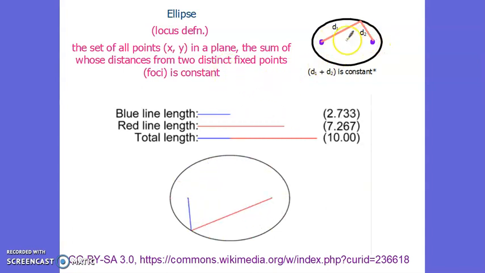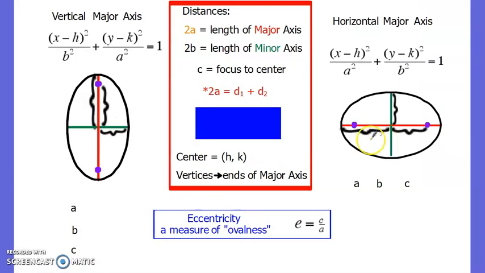If both foci came completely together, that one string would just reach to the edge, and you would actually make a circle. And remember, the definition of a circle is all points equidistant from one center. Well, in order to work with ellipses, we need a more workable definition, or an equation would be very helpful.